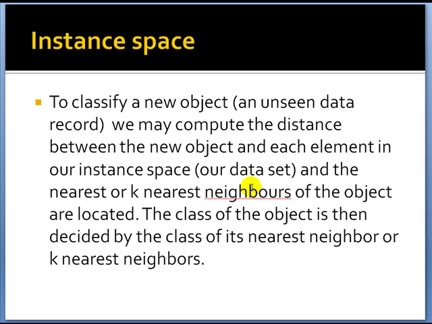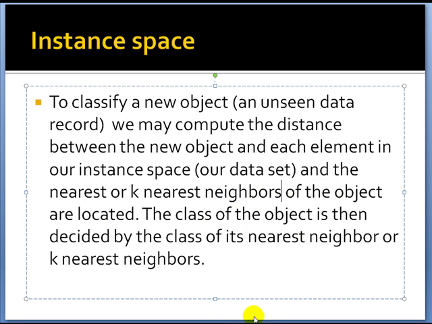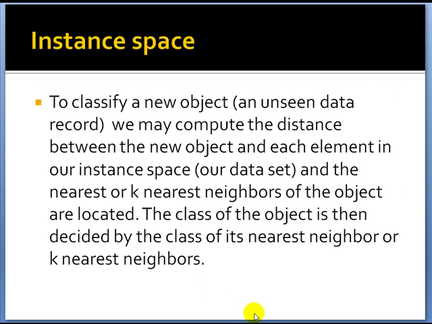So the nearest or k nearest neighbors of the object are located. The class of the object is then decided by the class of its nearest neighbor or k nearest neighbors.